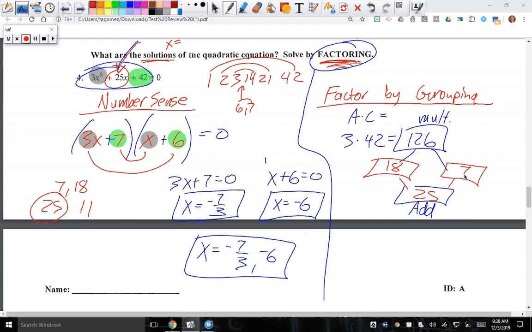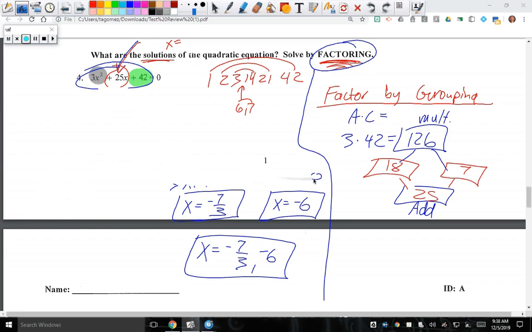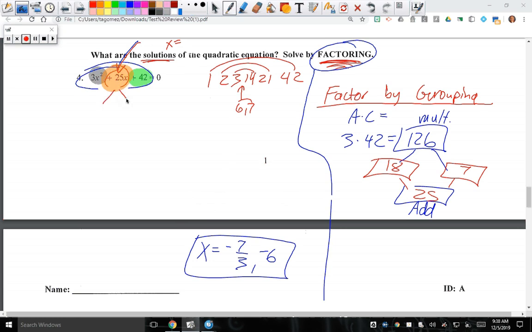Okay? So now with this, I need to make sure that I have a certain, well, let me show you visually over here. So I'm erasing because I'm out of room. But what we're doing with factoring by grouping is we're making this center term into two terms. We broke up 25 to show 18 and 7. The 3x squared is still there, the 42 is still there, and the 0 is still there.